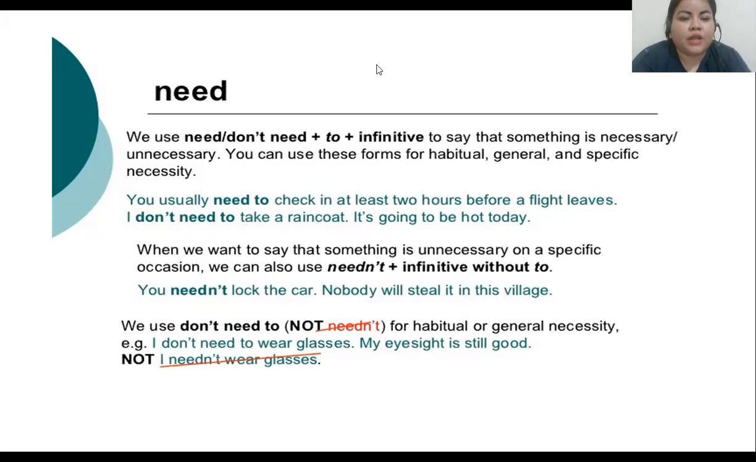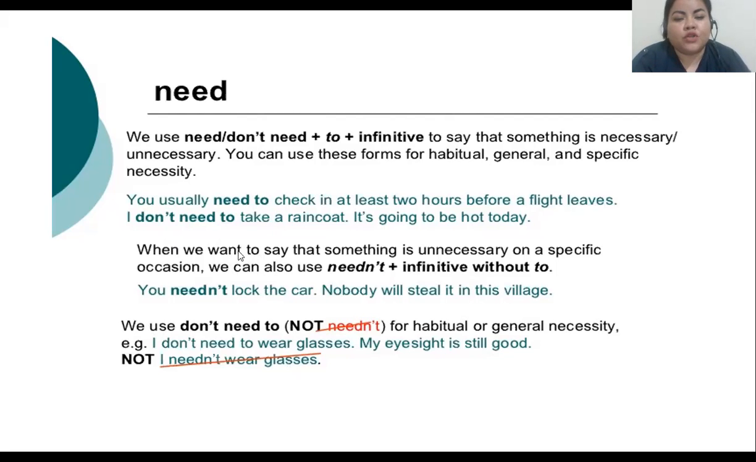In the first one, we express necessity. And in the second one, something that is not necessary, right? Look at the structure. We have need plus to plus the verb. And in the negative, we have don't plus need plus to plus the verb, right?